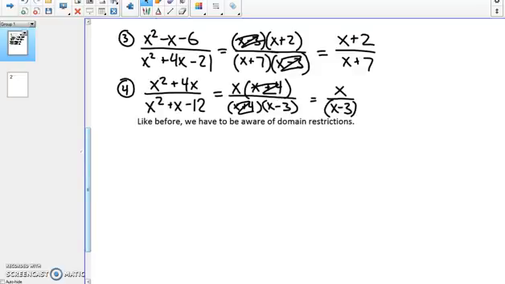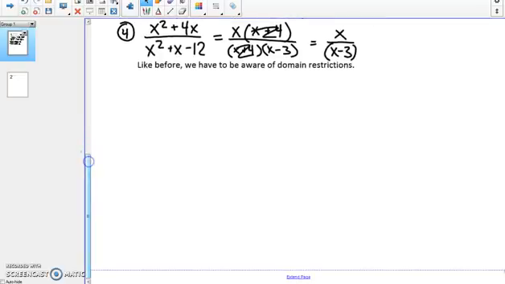Now, like it says here at the bottom, like before, we have to be aware of domain restrictions. So when we're dealing with fractions, remember the key thing that affects our domain is we don't want the denominator to equal 0. And I said that before in 8.3, think denominator. So denominator cannot equal 0.